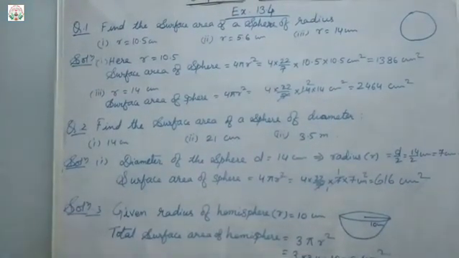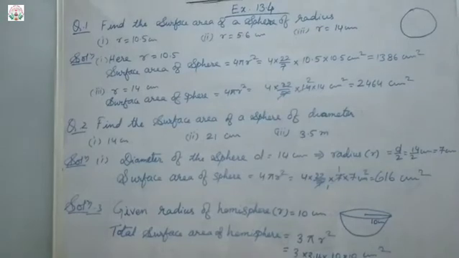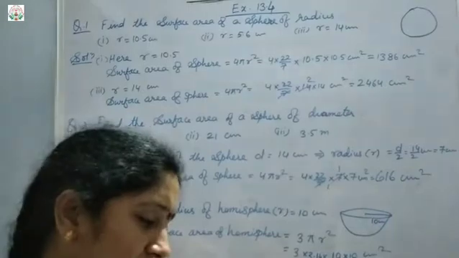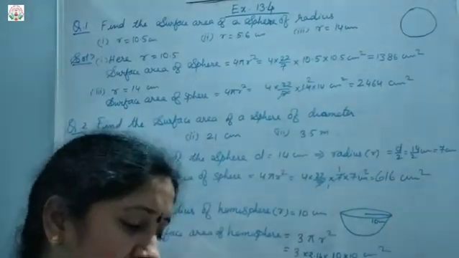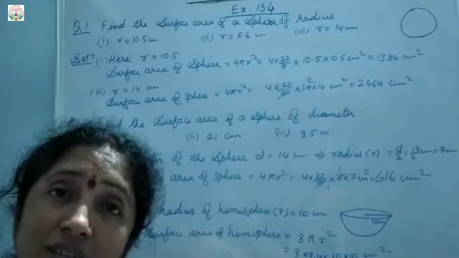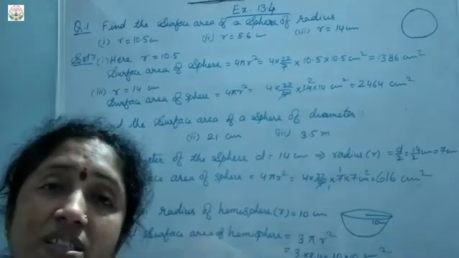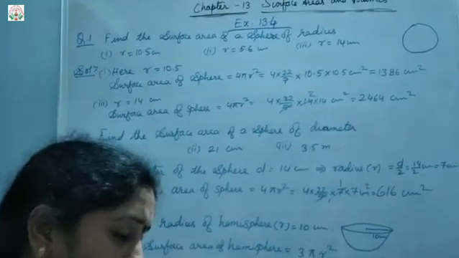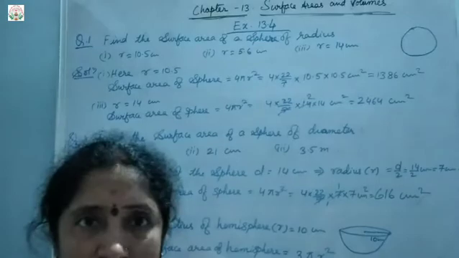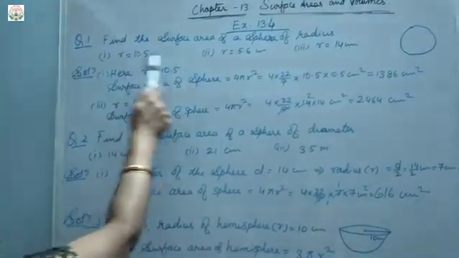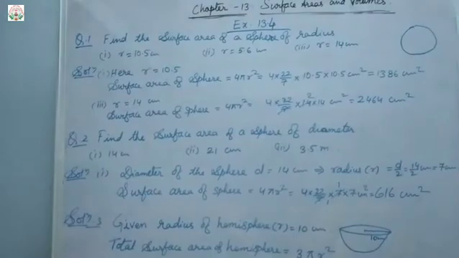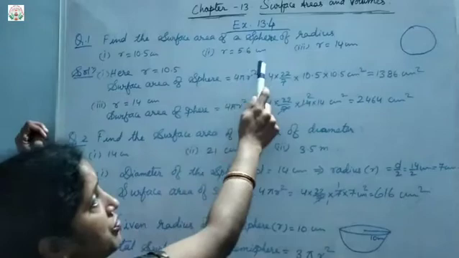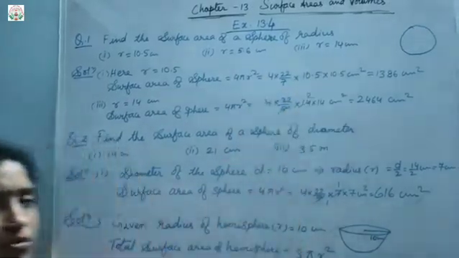The first question goes like this: find the surface area of a sphere whose radius is given. Three radii are given, that means three parts are given, with different radius measurements. You have to find the surface area of the sphere. So here you can see three parts. The first R is 10.5, the second R is 5.6, and the third R is 14 cm.